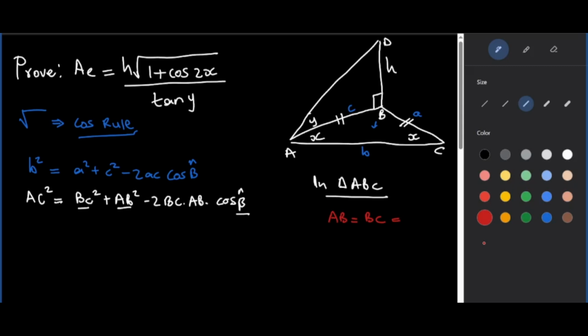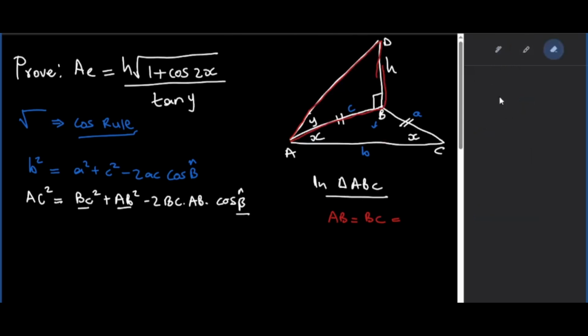So if we use triangle ADB to find AB, this triangle has the information that we can use, and it's a right-angled triangle. But let's first start with triangle ABC. First things first, we're going to use triangle ABC to find angle B, using the sum of angles in a triangle.